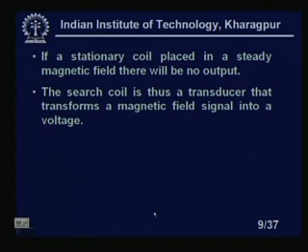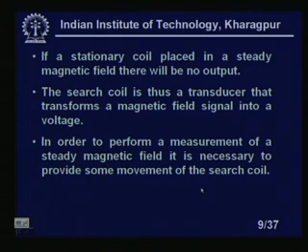The search coil is thus a transducer that transforms a magnetic field signal into a voltage. That means it converts the magnetic field into a voltage, which can be easily transmitted and converted to the digital domain. All those facilities are already there. It can also be easily calibrated if you have a standard magnetic field.